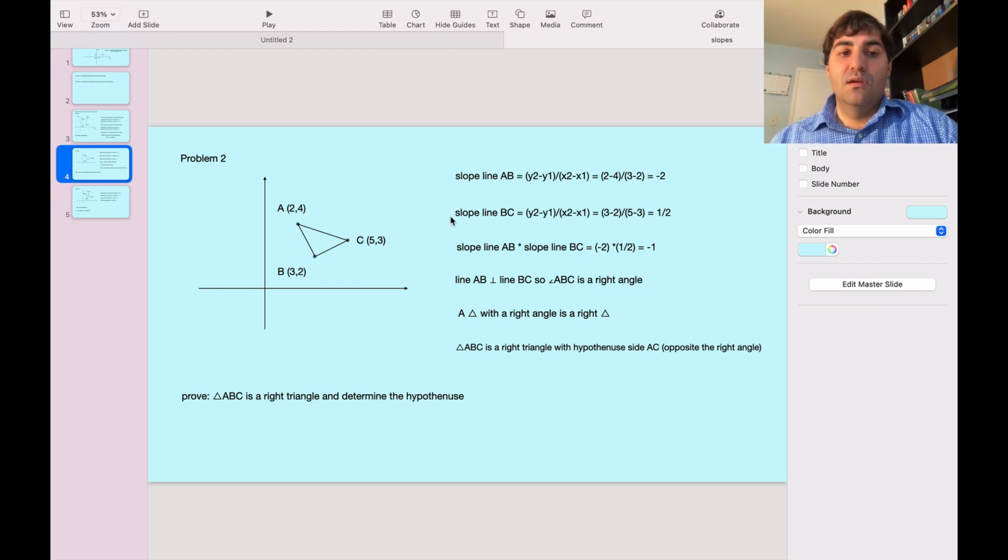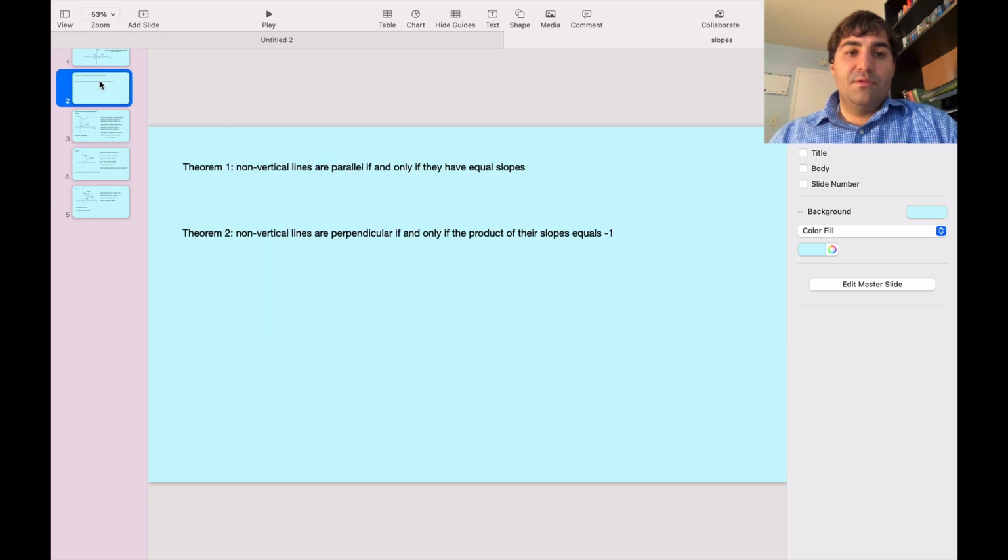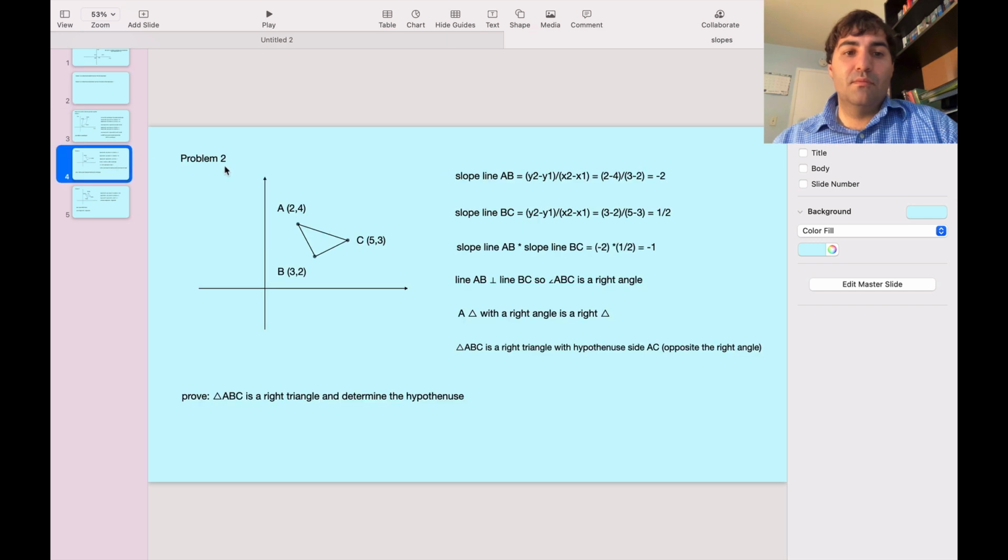So we're going to go back, we're going to use theorem 2. Non-vertical lines are perpendicular if and only if the product of their slopes equals minus 1. So we know a right angle occurs when perpendicular lines intersect, right? And then we can use slopes to determine if lines are perpendicular. So let's do the slope of line AB.